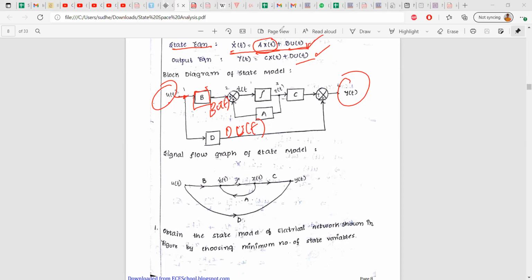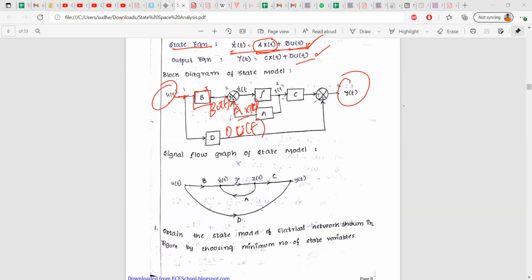A into x of t. See, here the signal coming is x of t. A into x of t.